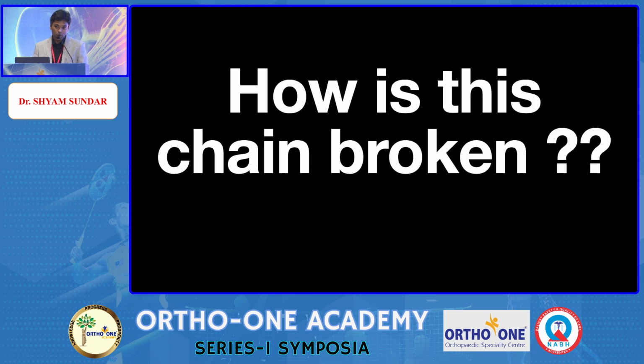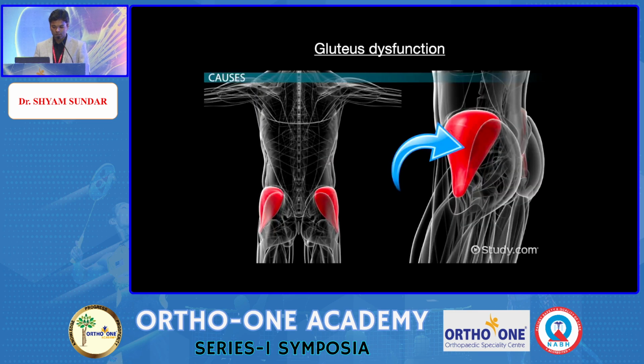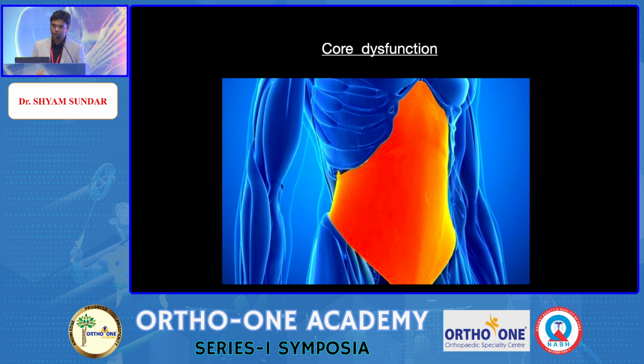How is the chain broken? Now this is the most important thing. Gluteus dysfunction, the first culprit. Because we always focus on shoulder strengthening, we forget the gluteus. That causes breakage of the chain, so he will not get the ta. Second thing is core dysfunction. If the abs don't work, you're not going to get it. You're not getting the rotation in your trunk to get the spike right.